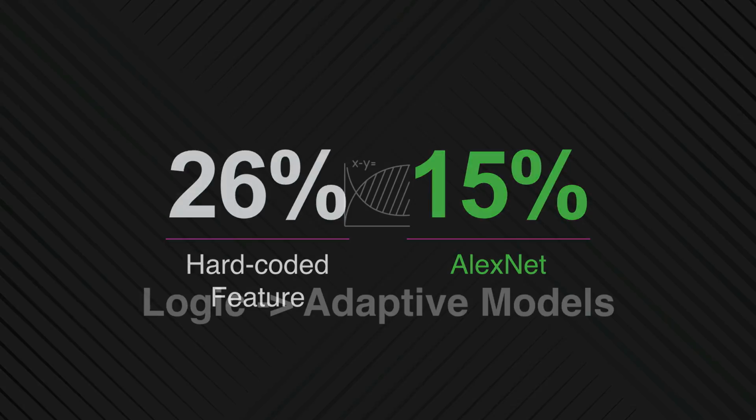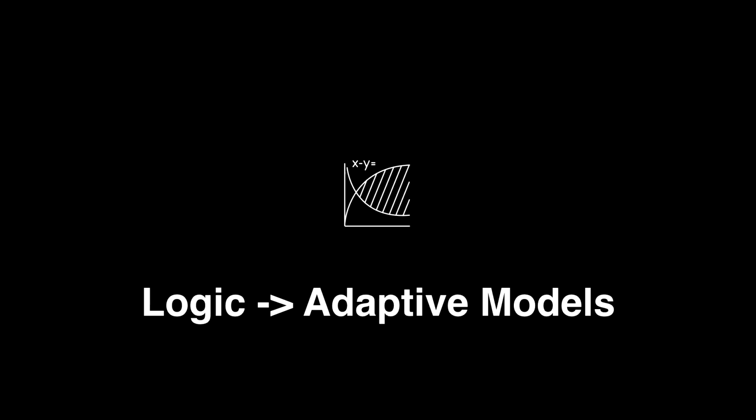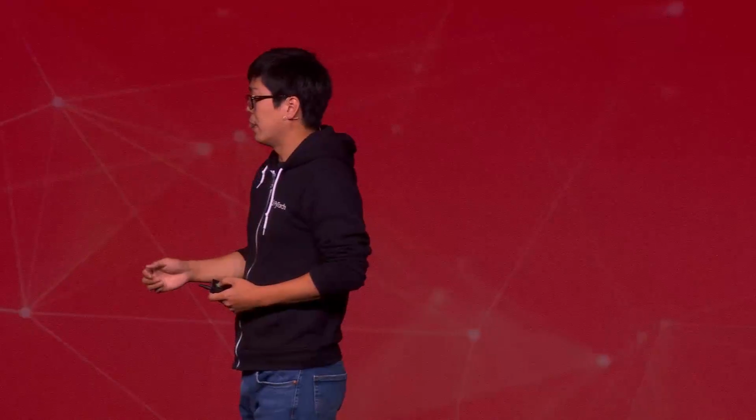So essentially what we are seeing in AI is that we're starting to replace logic that we hard code and write in our software programs with thinking more about adaptive models that can derive a general rule for us to do computation, and then use a massive amount of data and compute to get the exact computation out.